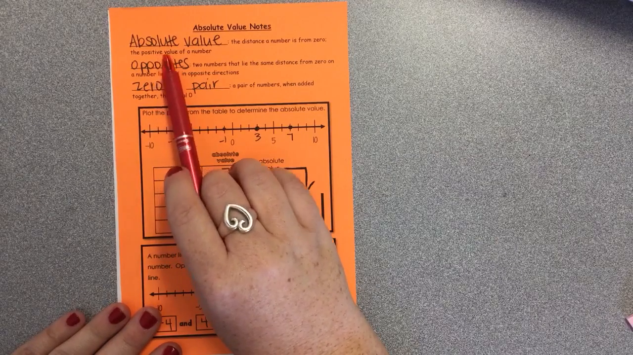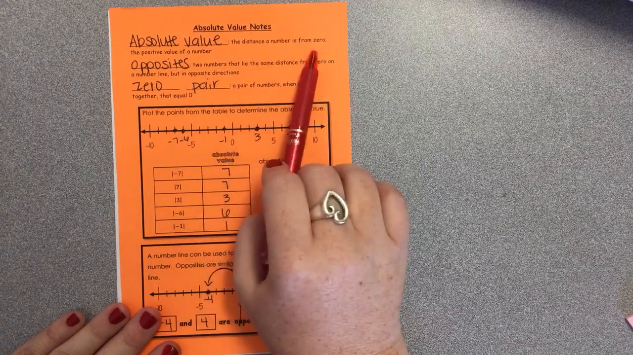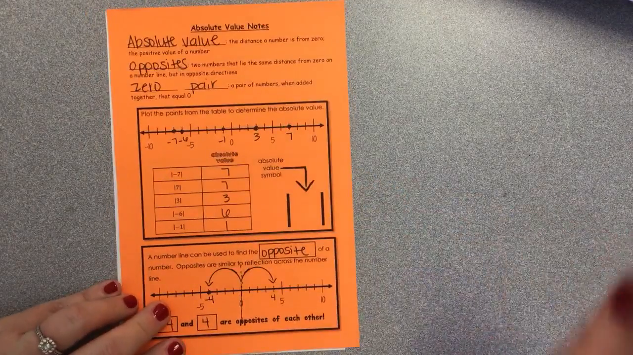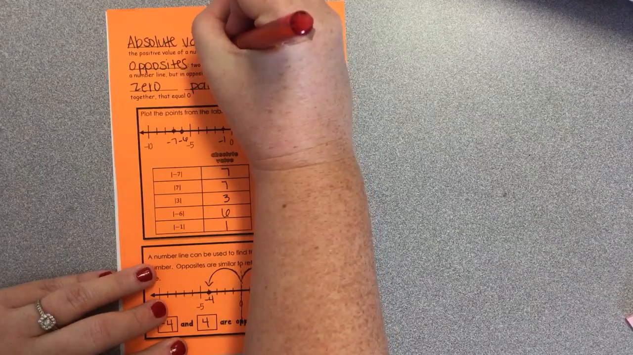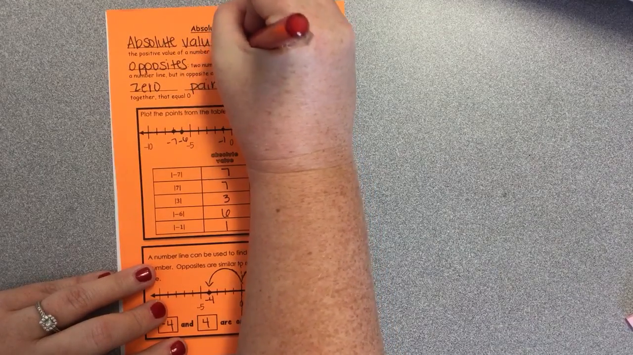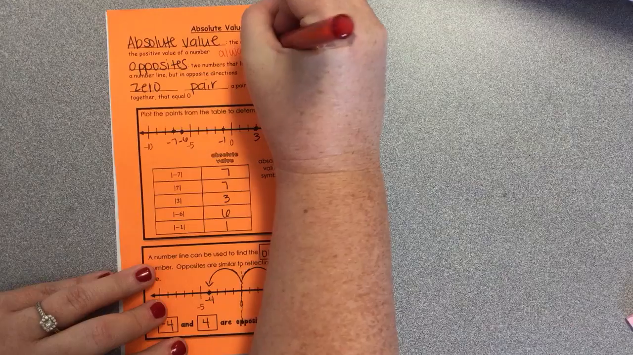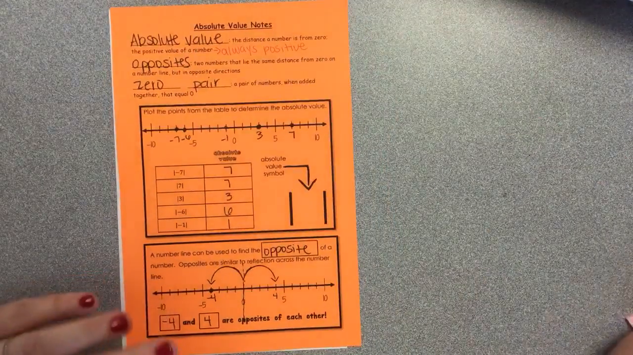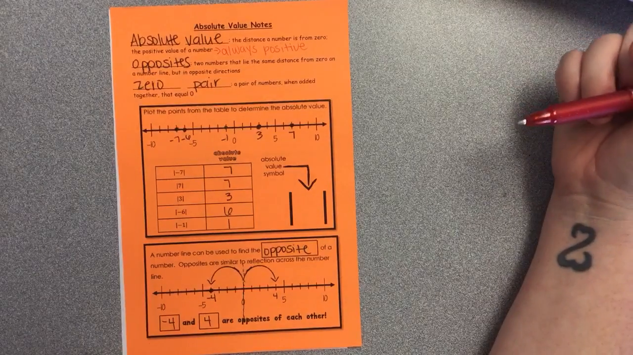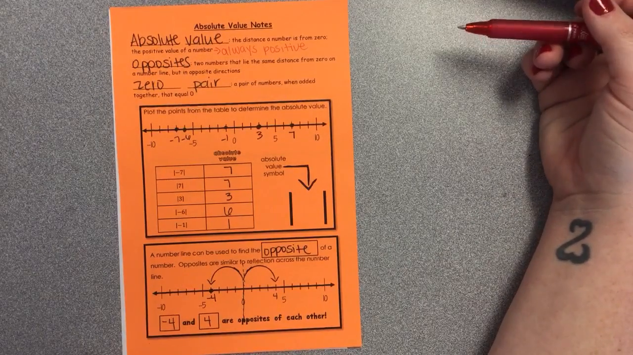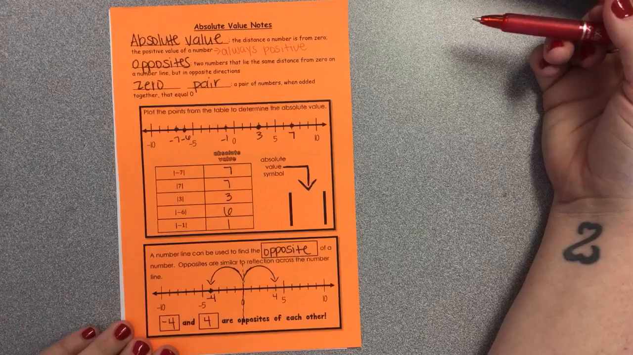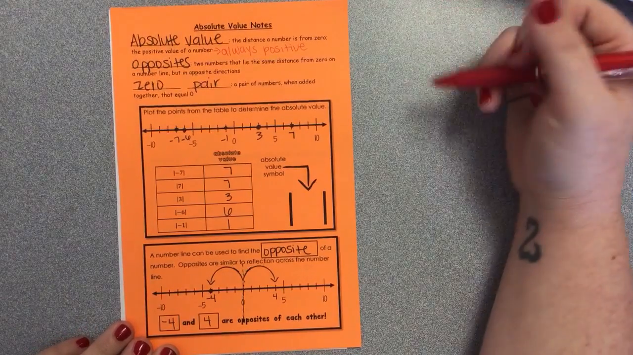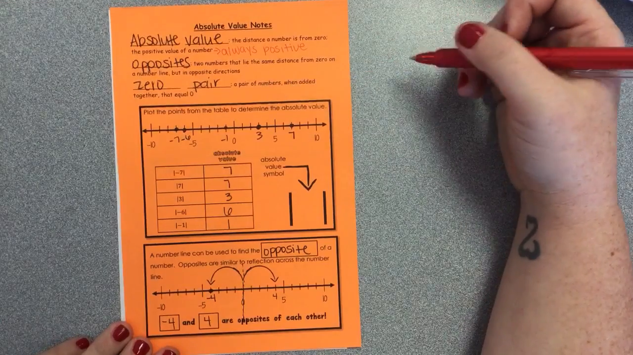The first vocab word is absolute value, which is the distance a number is from 0. It is the positive of a number, so it is always going to be a positive number. Opposites are two numbers that lie the same distance from 0 on a number line, but are in two opposite directions. And then a zero pair is a pair of numbers that, when you add them together, equal 0.